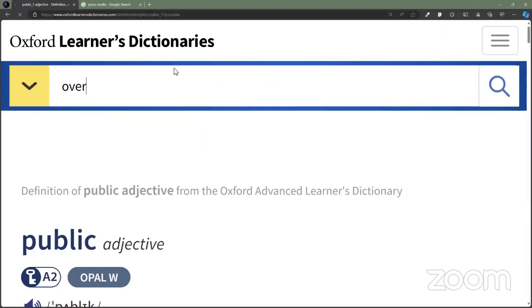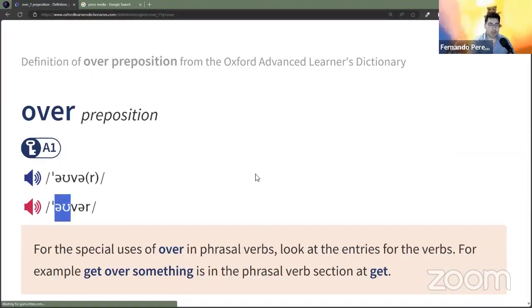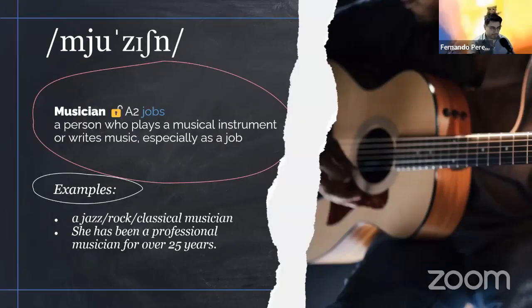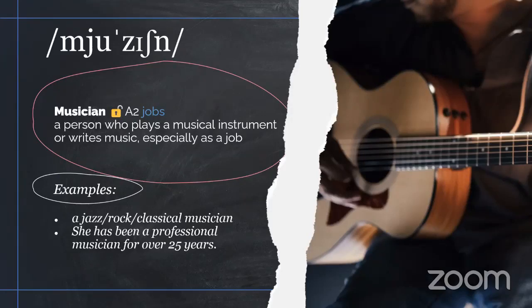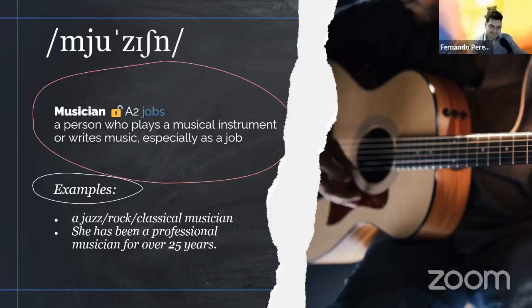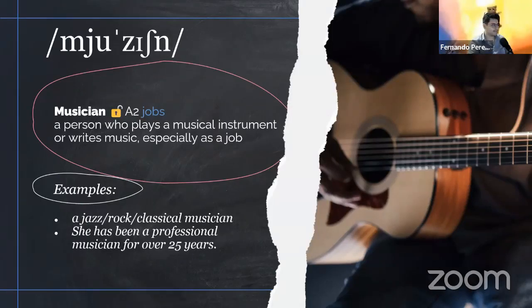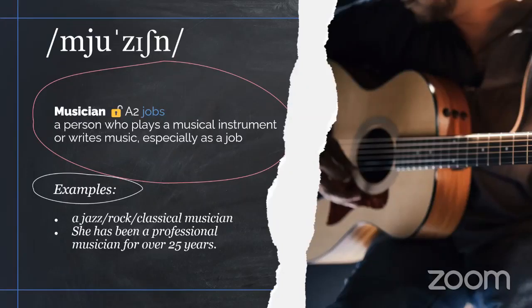Over. Not over. Over. Okay. One more time. She has been a professional musician for over 25 years. Yes, that's correct. Musician, okay.